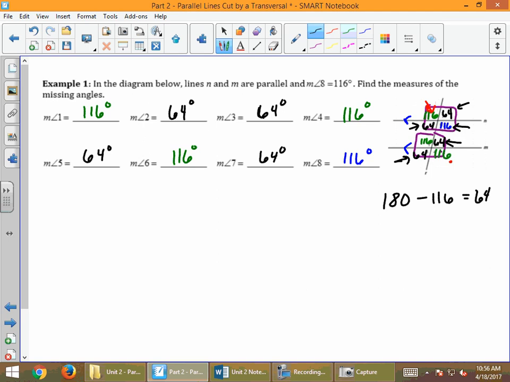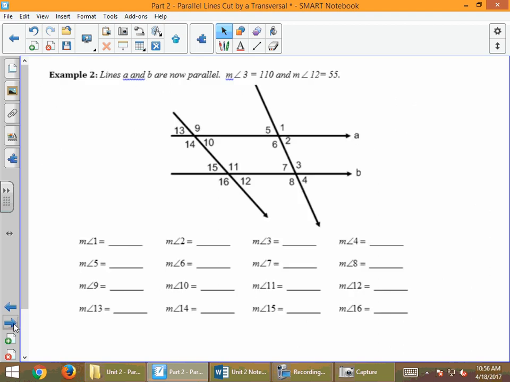So now we're going to apply this to a bigger problem. Same kind of concept. These are kind of fun because it's just filling in a big puzzle. In the diagram, A and B are parallel, so I'm going to mark it, and put parallel lines and my little arrows. Okay. And we know angle 3 is 110, so I'm going to fill that in. And we know 12 is 55. I'm going to fill that in as well. And we want to find all the other missing angles.